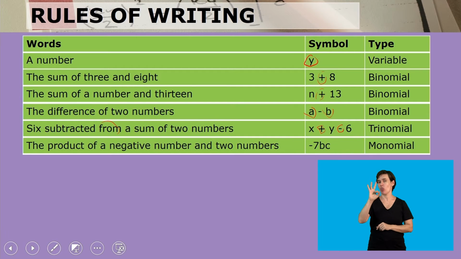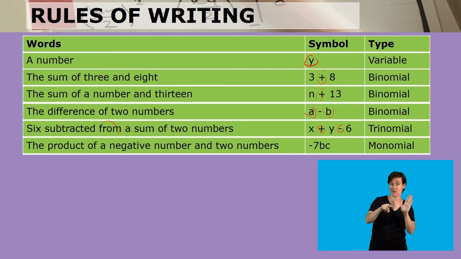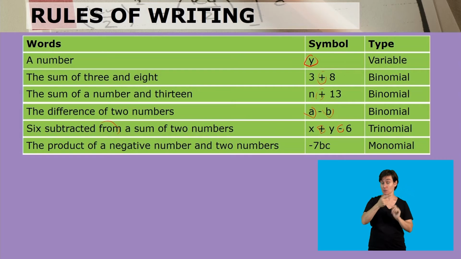And then the next one is the product of a negative number and two numbers. The word product means they are multiplied together. So you cannot have a plus or a minus sign between them. It's one term. It's a negative number, which is an integer, -7. And the two numbers would be B and C. So they are unknown. They are multiplied to -7. And there is no sign between them. It's a monomial, meaning one term.